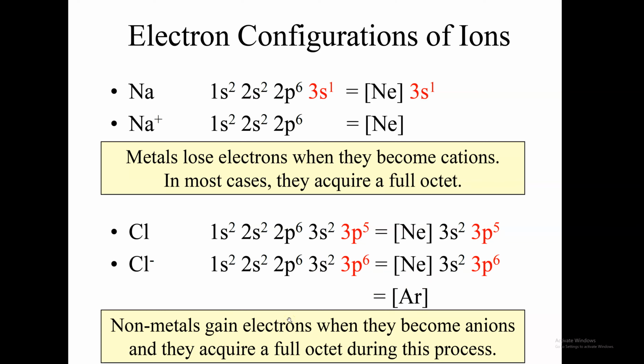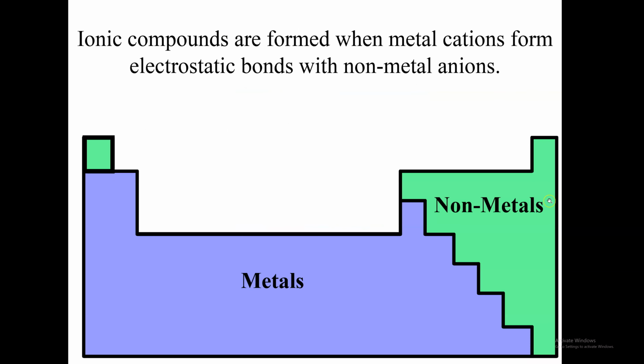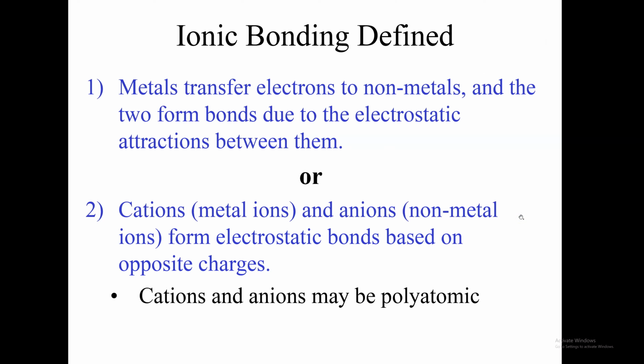Nonmetals tend to gain electrons to become anions, and they acquire that full octet in the process. As a general rule of thumb, nonmetals are on the right of the periodic table. This has a lot to do with the fact that they're gaining electrons, while metals, which are losing electrons, are on the left side of the periodic table, with the exception of hydrogen. And you'll see a staircase, which is the separation between nonmetals and metals, and those are called your metalloids.